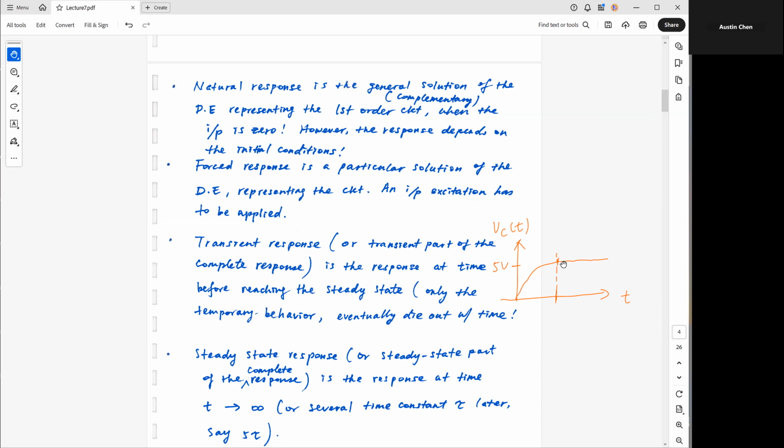So what this tells you is that if you're to the right of this boundary, over here, then the capacitor voltage is fully charged to 5 volts. But before then, over here, the capacitor is still being charged, right? So it's still in the process of being charged, so the behavior is temporary. So this part here marks my transient response of the circuit, and this part here is my steady state.